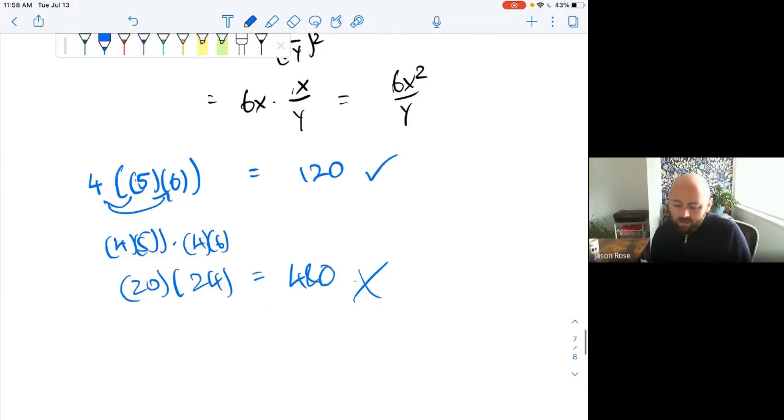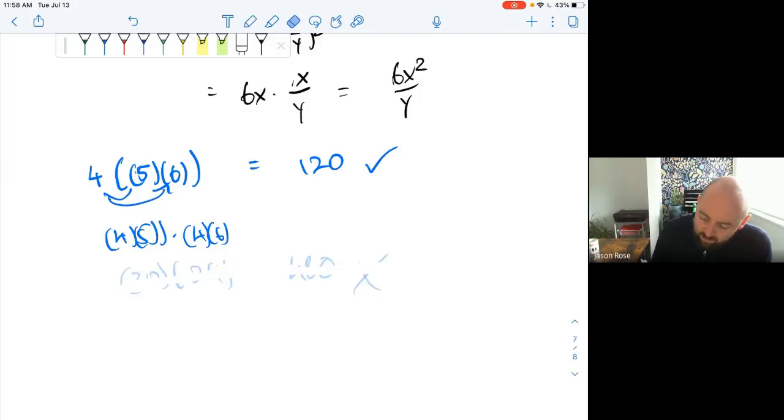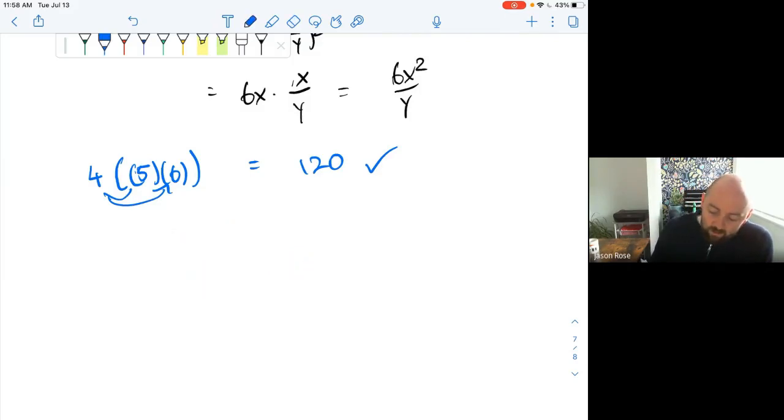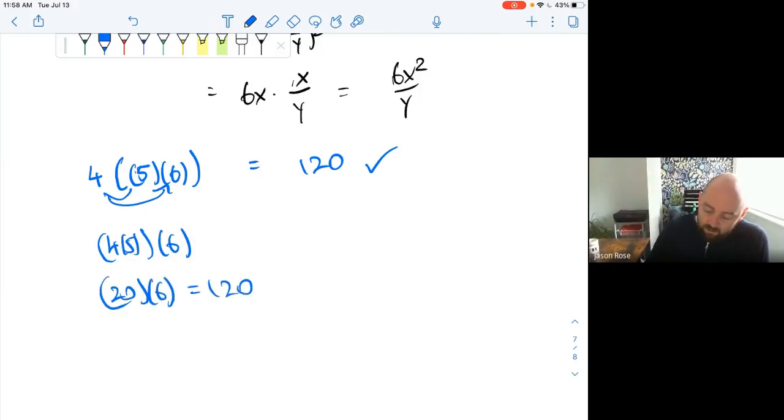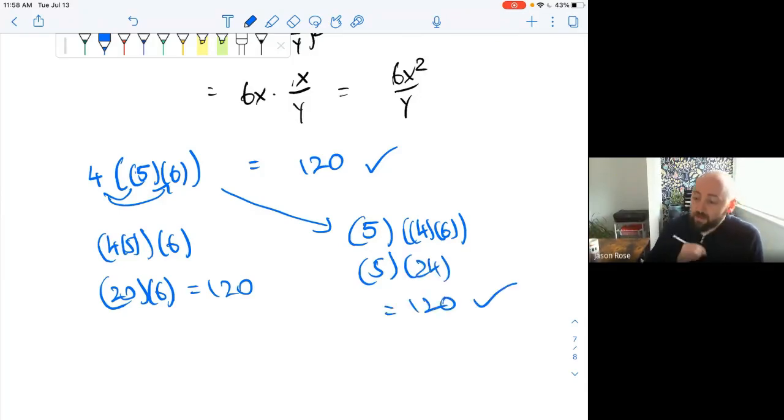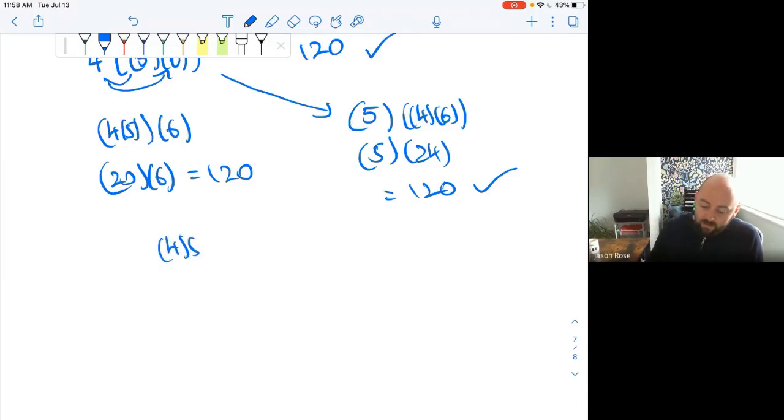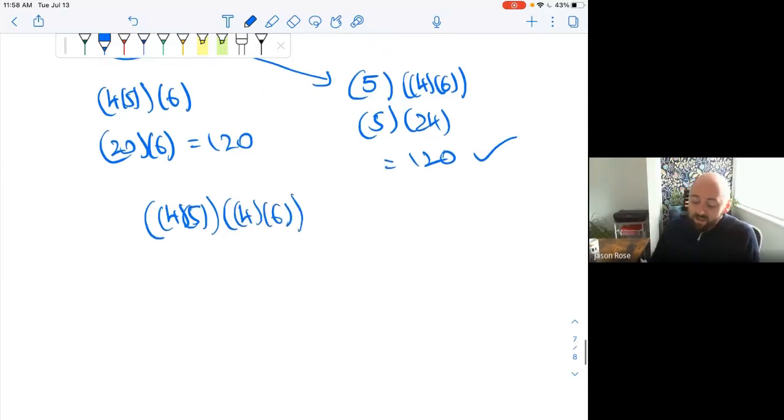Okay, so just going back a little bit, another way to look at it would be, I could have 4 times 5 times 6, which is 20 times 6, which is 120. Or I could have 5 multiplied by 4 times 6, which is 5 by 24, which is also 120. So the 4 can multiply to 5, the 4 can multiply to 6, but what you won't have is 4 times 5 multiplied by 4 times 6.